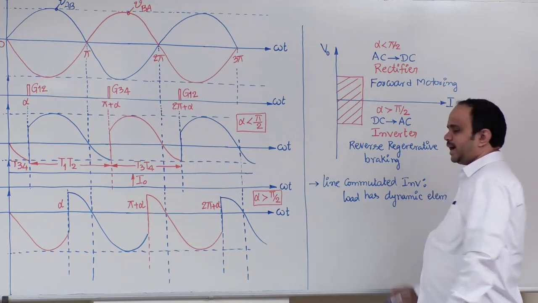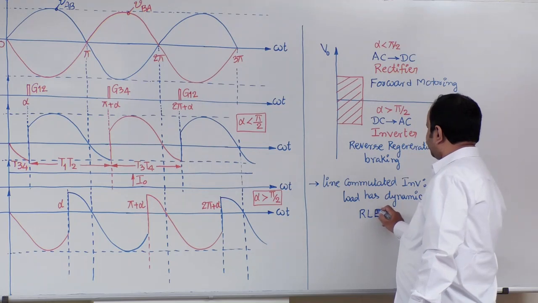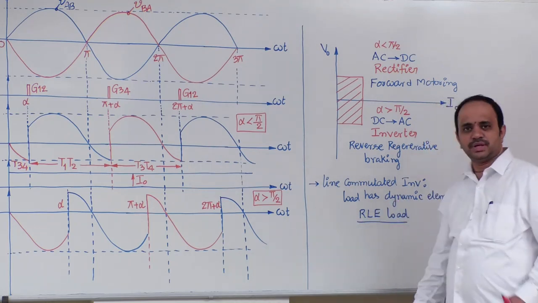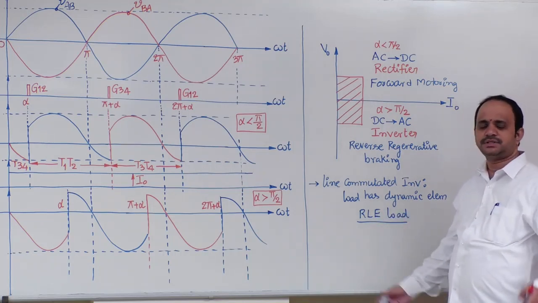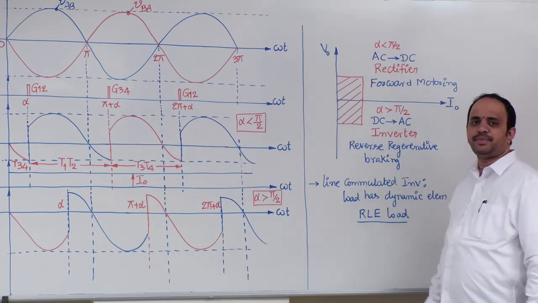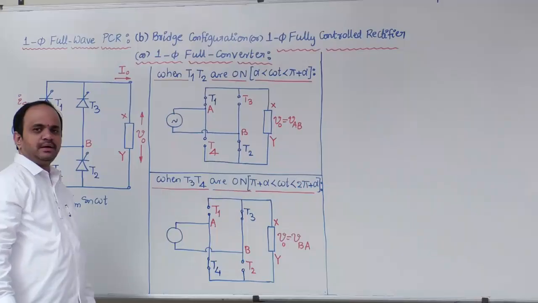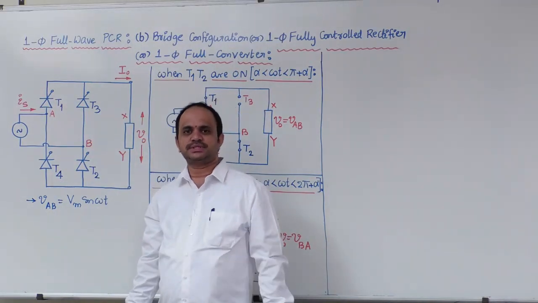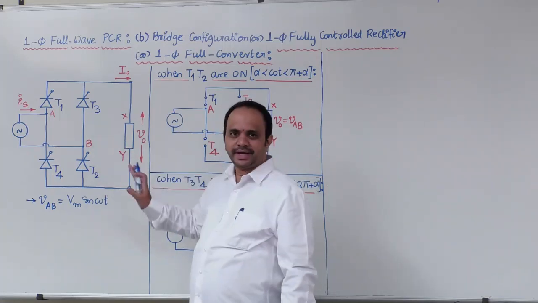Okay, the load has a dynamic element. That means it is possible for RLE type of loads only. So you can also say that it is a DC motor or separately excited DC motor. These conclusions are based on the output voltage waveform. Now, before going to the next waveform, that is the source current, first let us look into the different directions.